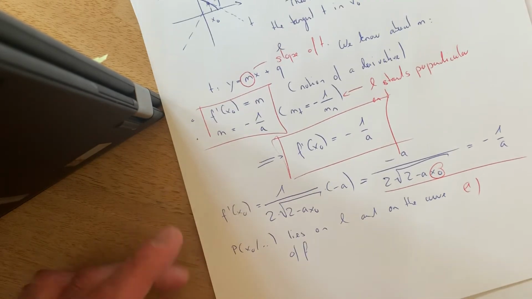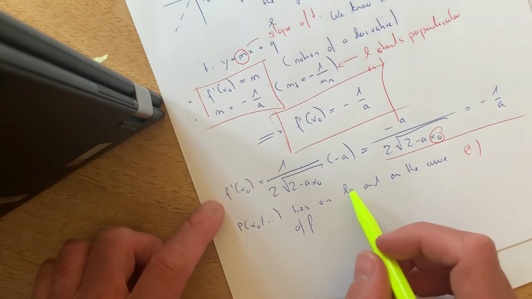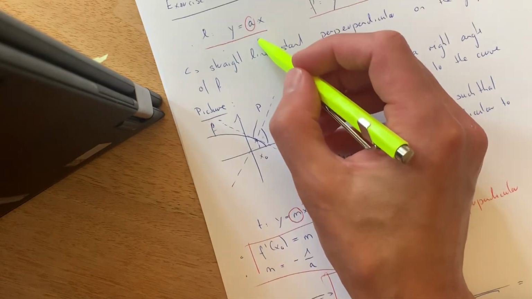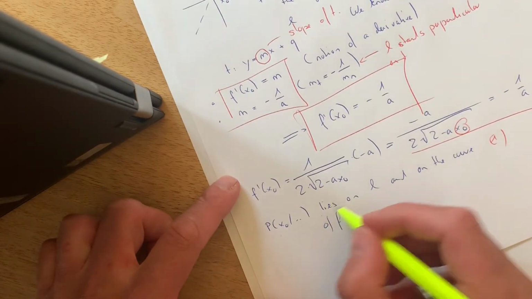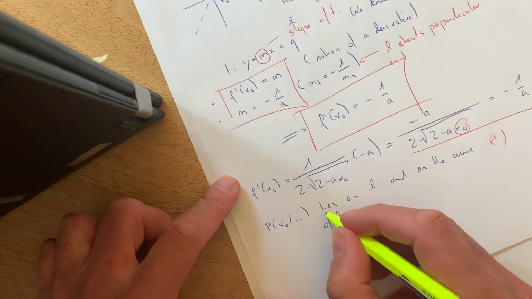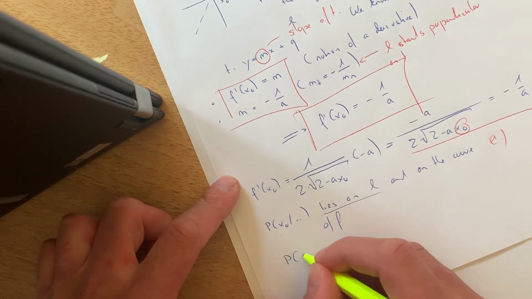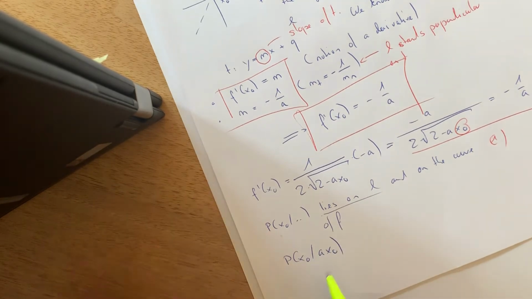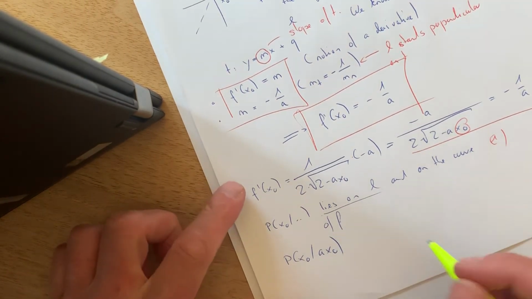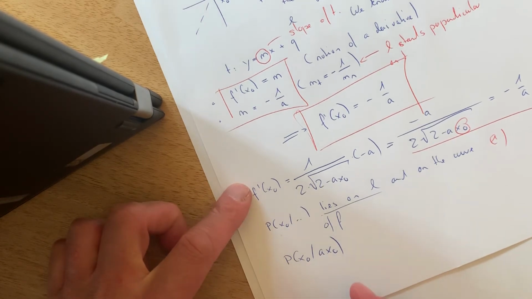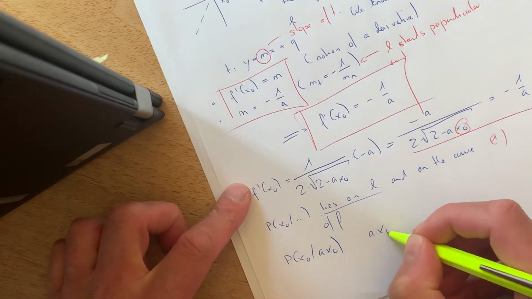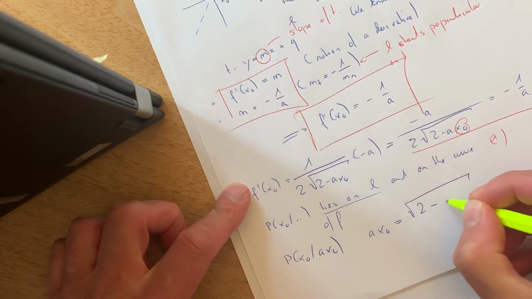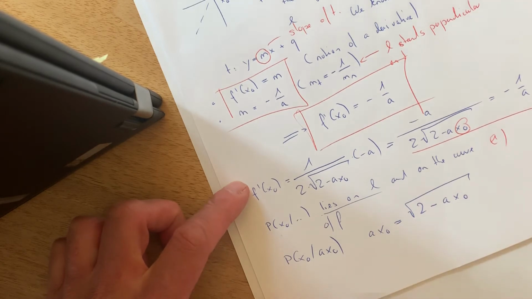Right, it lies on both these two things. So since the point lies on L, we can find the y coordinate, right? So from this it follows that P has coordinates x0, a times x0. Moreover, this point lies on the curve of f, which means the coordinates of that point satisfy the function equation. So a times x0 equals square root of 2 minus a times x0.